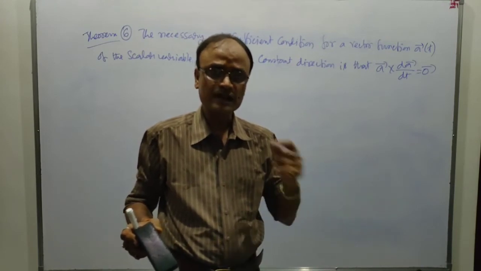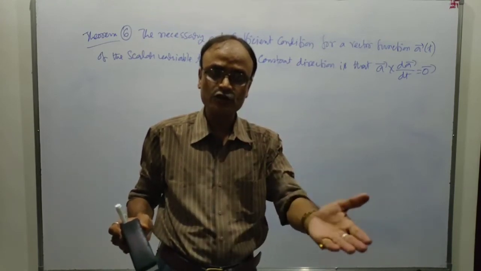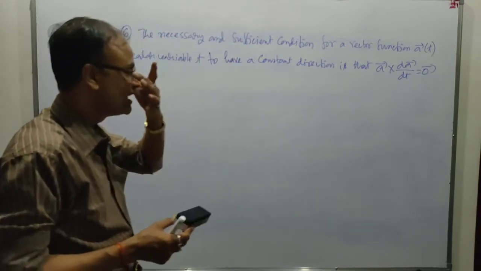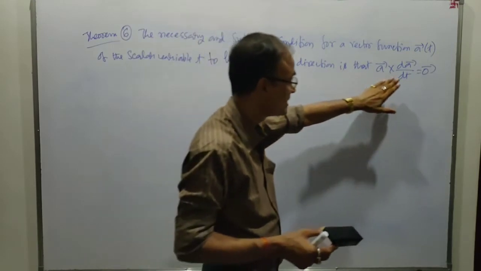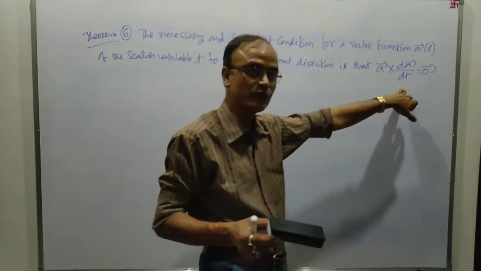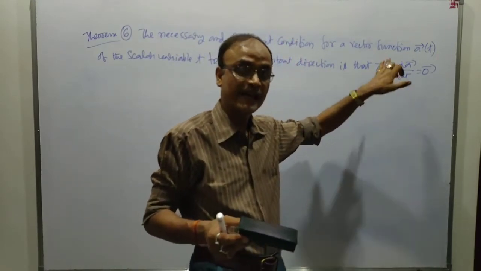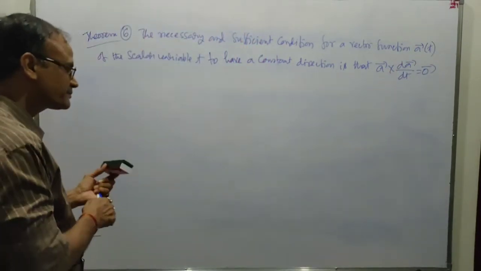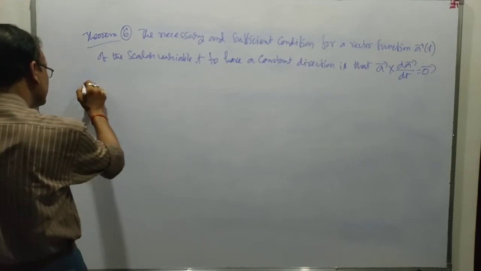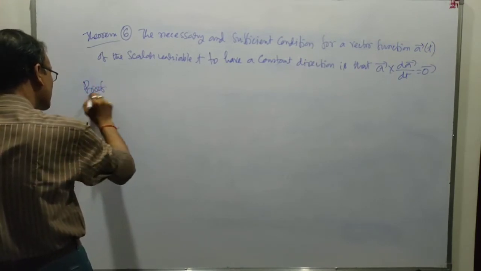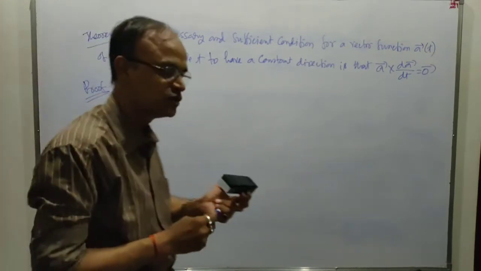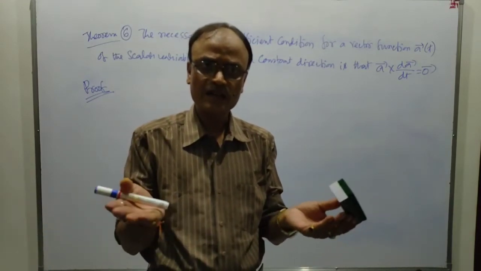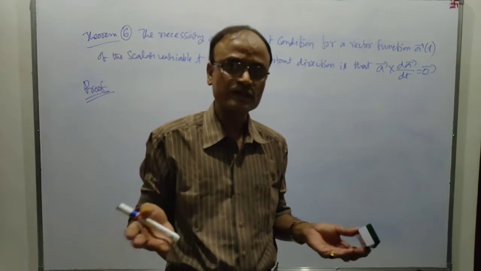Theorem number 6 is the necessary and sufficient condition for a vector function to have a constant direction. A vector has magnitude as well as direction. The direction should be constant. For a constant direction, the cross product of A vector and dA vector by dt should be equal to 0 vector. Proof. Before going to the necessary condition and sufficient condition, we shall first prove a relation.